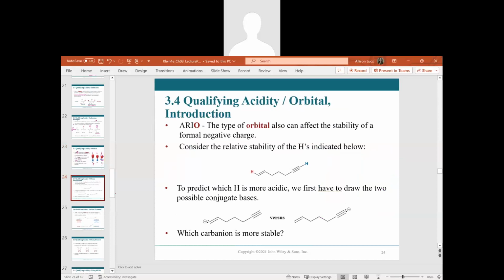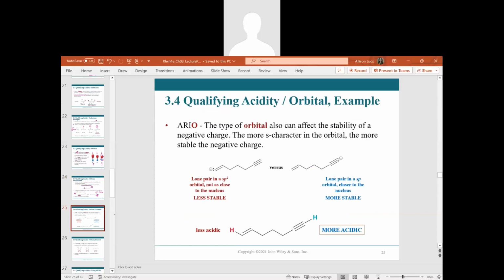Again, the type of orbital tells us which proton, if it were removed, would form the more stable conjugate base. If we removed this proton over here in red, this would result in a carbanion here that is sp2 hybridized. And over here, if this proton in blue was removed, this will be an sp hybridized carbanion. So the lone pair is in an sp orbital, and therefore it's held closer to the positive charge of a nucleus, and this one will be more stable over here.